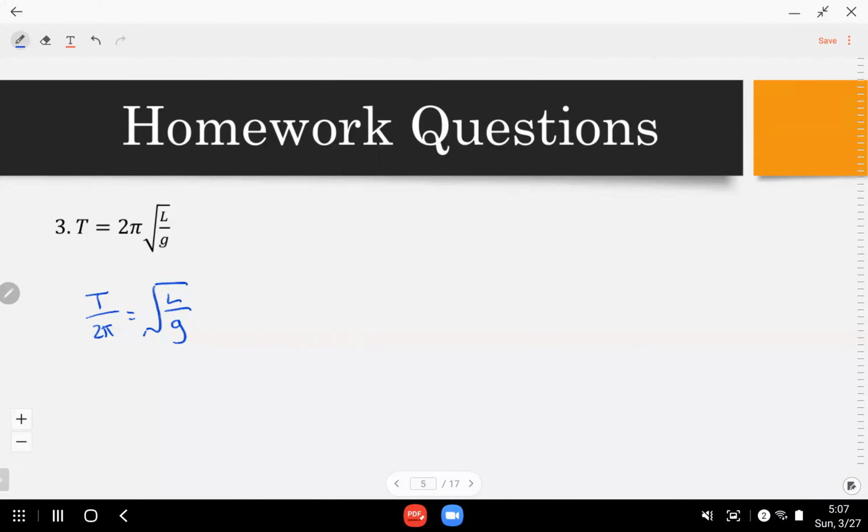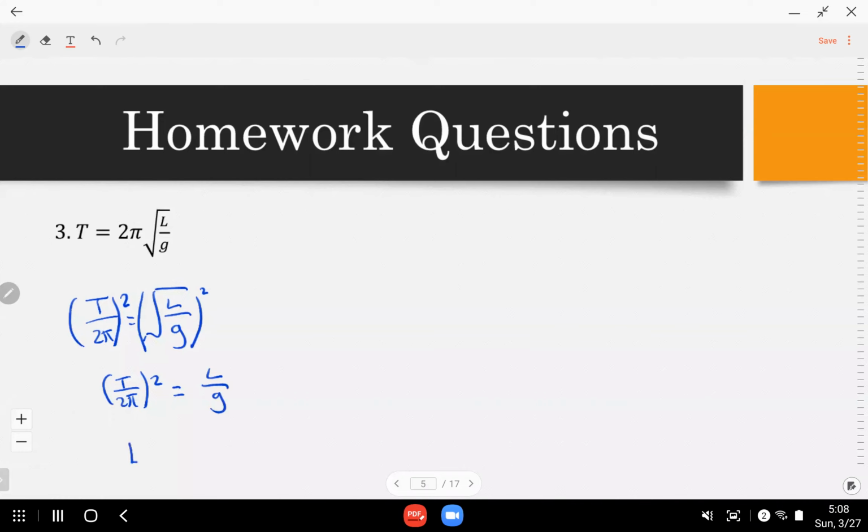Then you do T over 2 pi in parentheses to the power of 2, and then do the other side to the power of 2 also. So you get rid of the square root sign. You square both sides. And then after that, you move the G to the other side. So it's G times T over 2 pi squared.